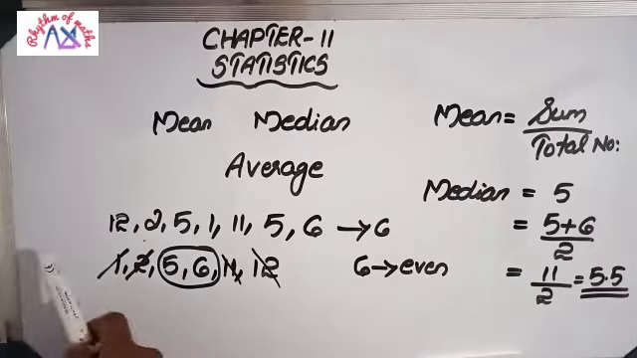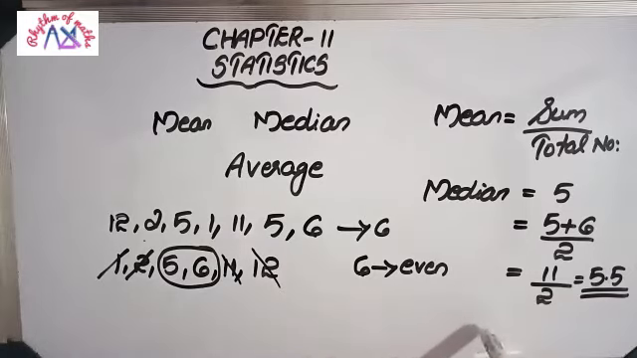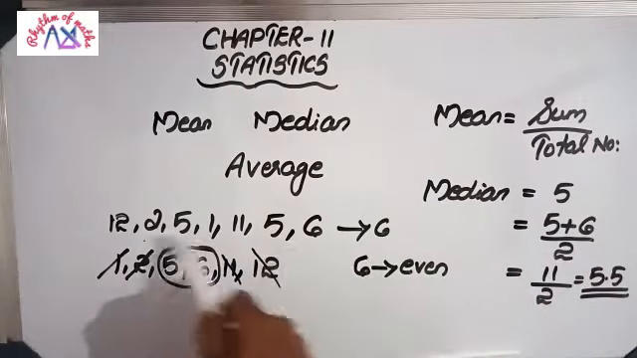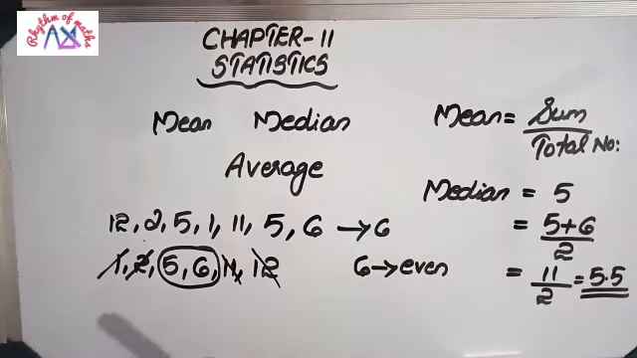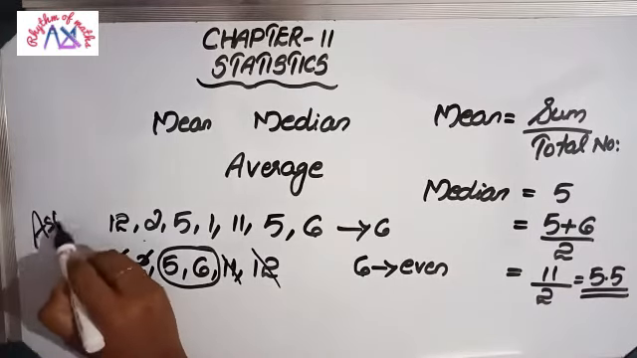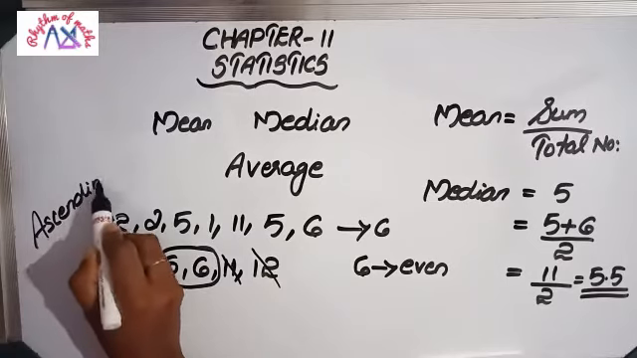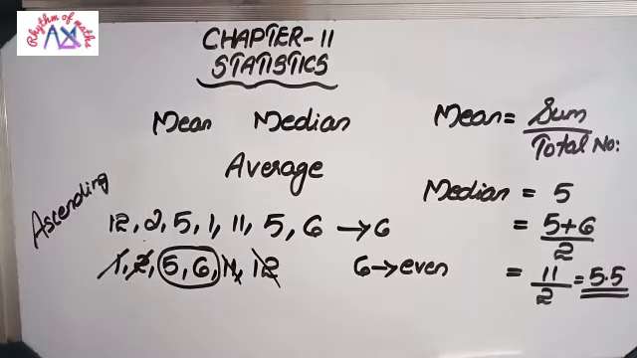Ungrouped data means it's just numbers you will give, no frequencies will give. In that case, you can find mean and median like this. Mean means find the sum of all these numbers, then divide by the total number. Median means ascending order, that is a must. Ascending order or descending order, only after that you can proceed with the method.